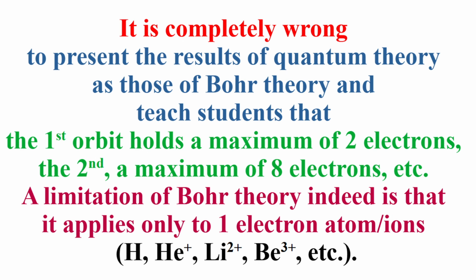It is completely wrong to mix the results of quantum theory with those of Bohr theory and teach students that Bohr's first orbit can hold two electrons, the second orbit 8 electrons and so on, by using quantum theory's results, namely the first shell can hold 2 electrons, second shell 8 electrons, etc. Bohr theory could not obtain such results of quantum theory as it could not successfully treat more than 1 electron in an atomic species.